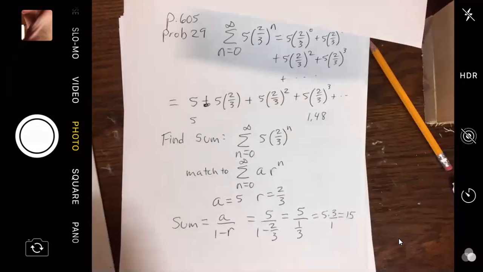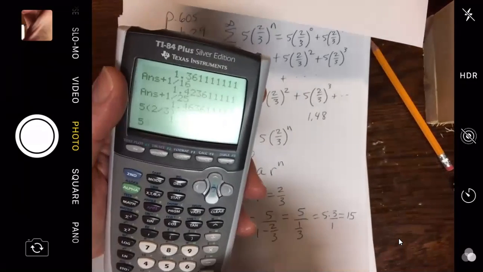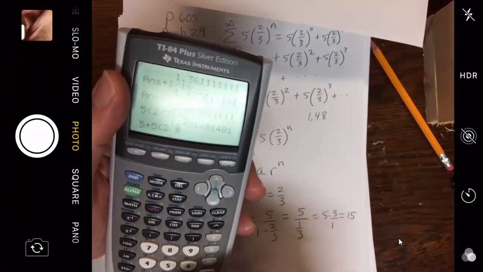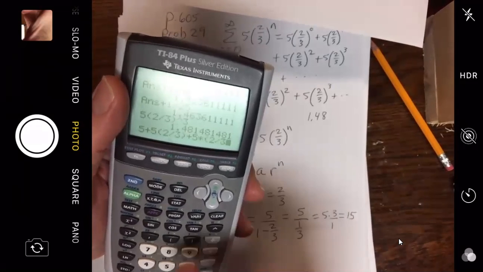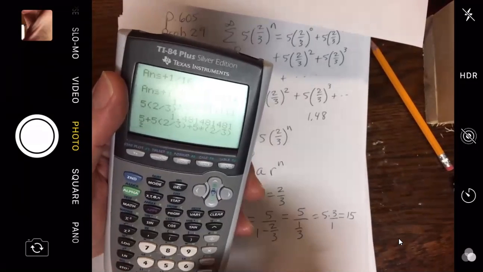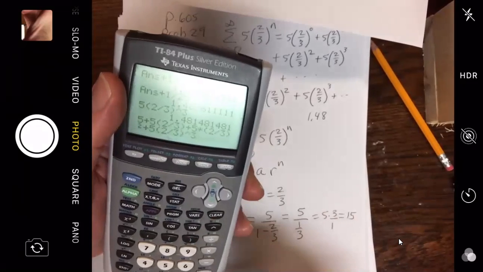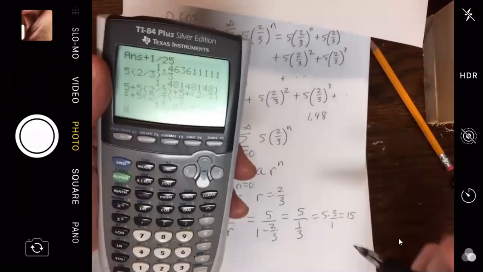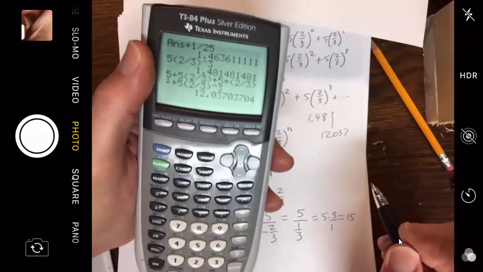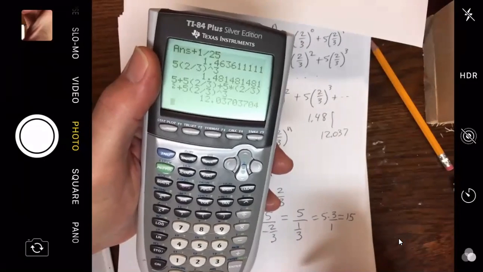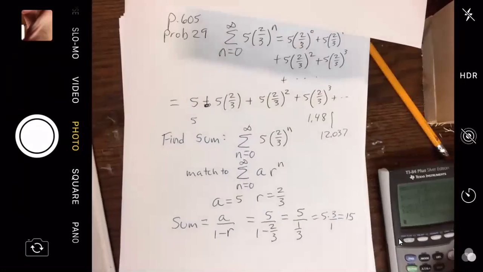If you want to see this, I'll just punch out a few: 5 plus 5 times 2/3 plus 5 times 2/3 squared plus 5 times 2/3 to the third. Let's see how close we get. Enter. Well, we're up to 12.0. By here, we're at 12.037. We're working our way to 15. I don't know if that gives you any more confidence in it or if it's still all gibberish.